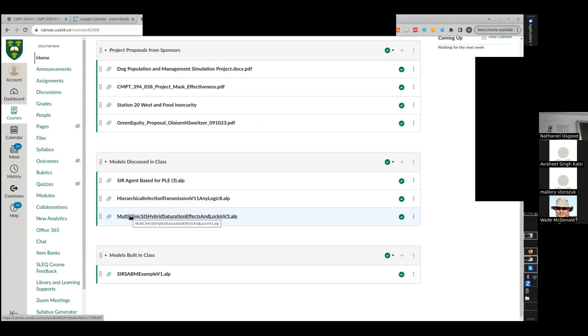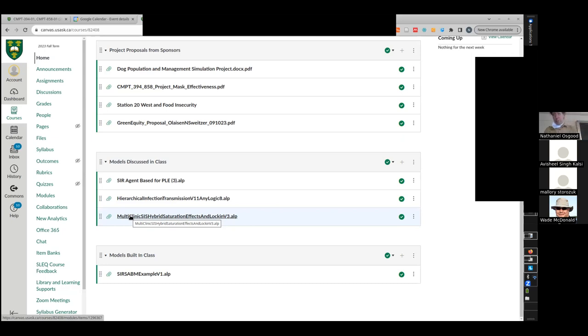I'm sorry, I should be turning on the sound in a second. For those in the classroom, it's this one, right? The third one in models discussed. Okay. Can you go grab that? Download it and open it in AnyLogic. Okay.